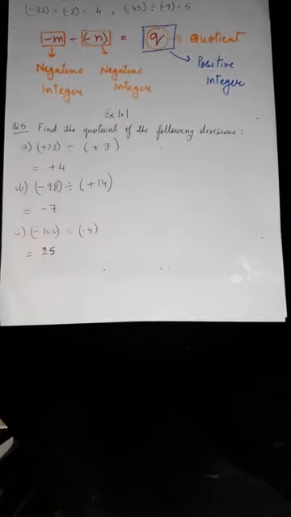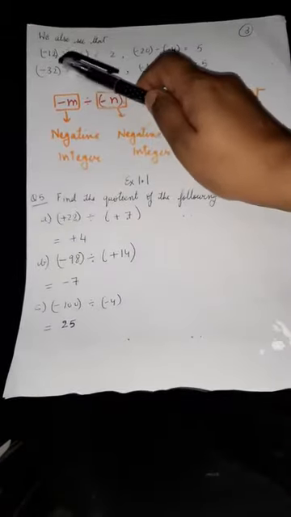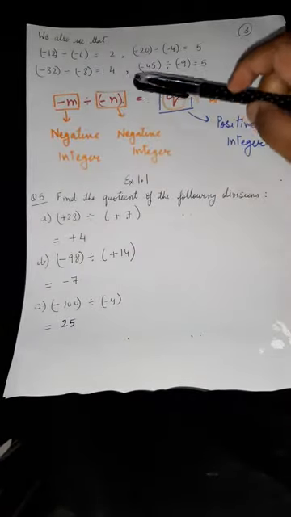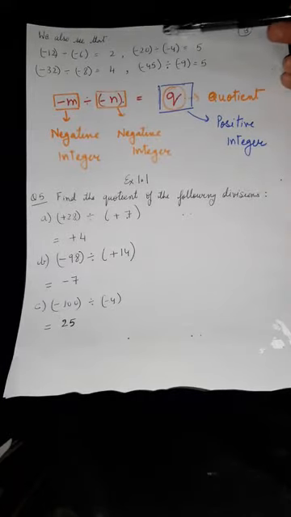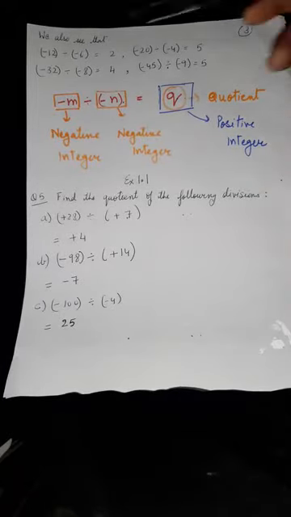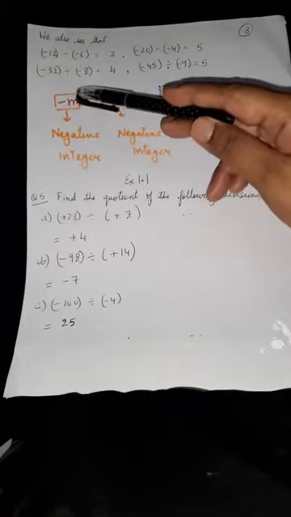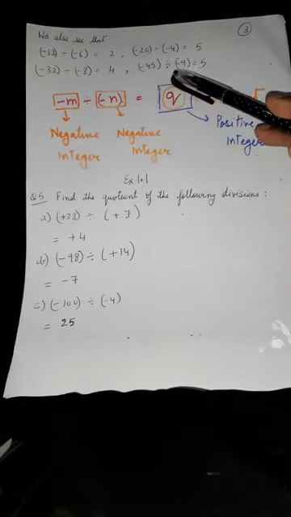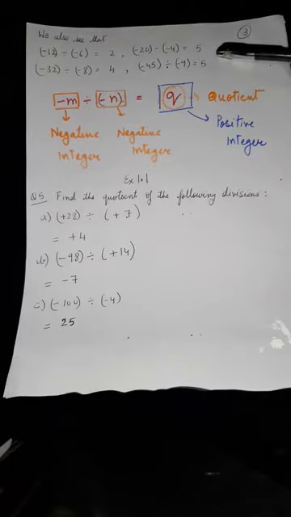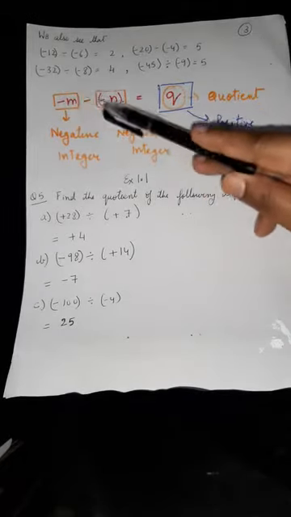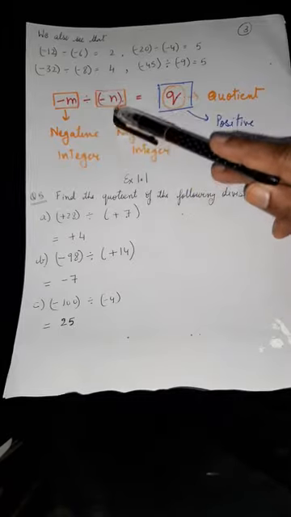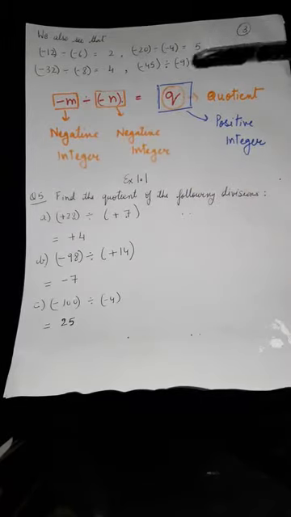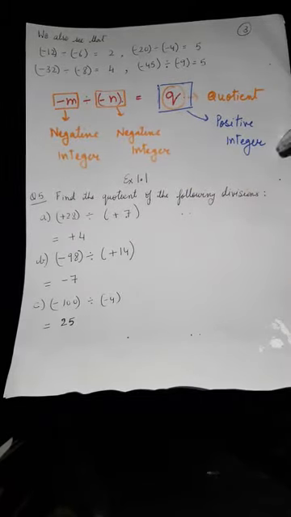Now there are more statements to it that say minus 12 divided by minus 6 is equal to 2. Minus 20 divided by minus 4 is equal to 5. Minus 32 divided by minus 8 is equal to 4. Minus 45 divided by minus 9 is equal to 5. So if we are dividing two negative integers, the quotient will be a positive integer, right?